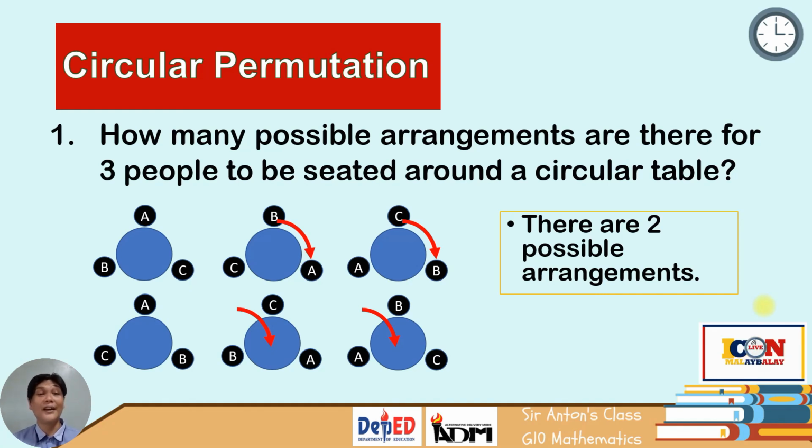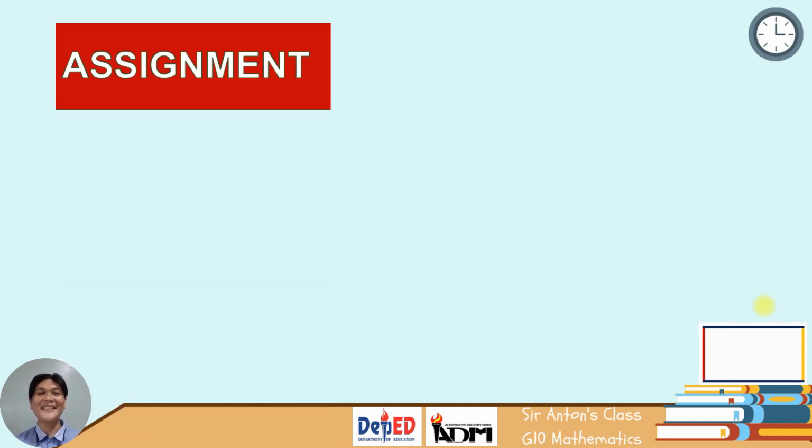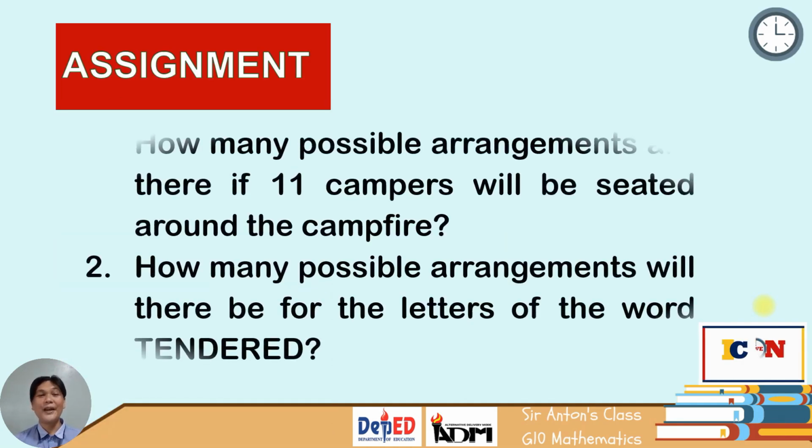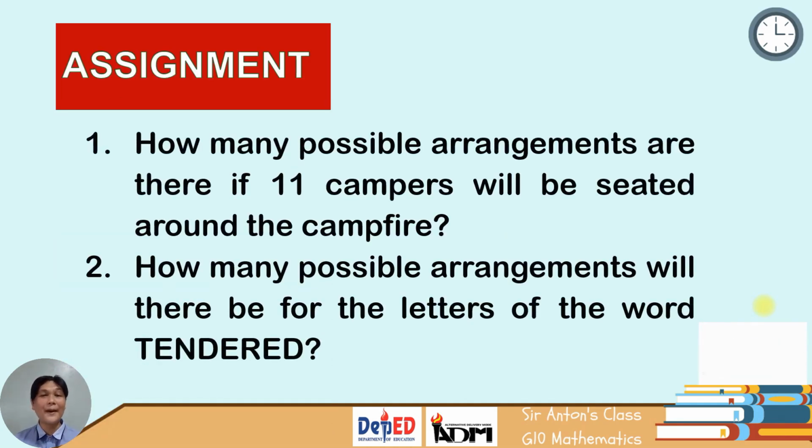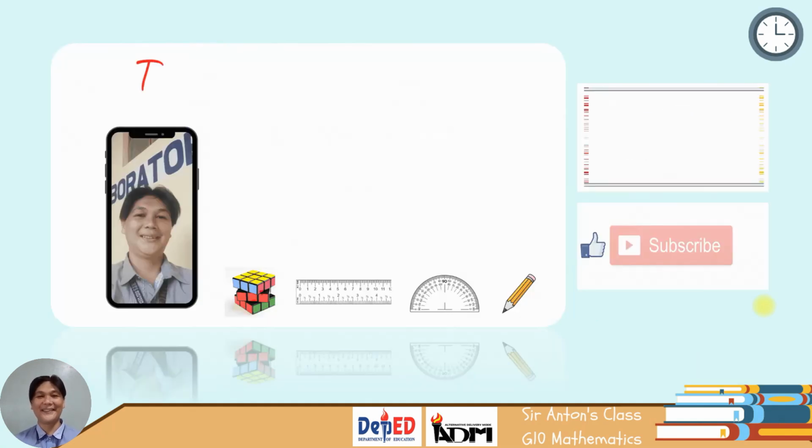If you want to solve the second example, so be it. Try to arrange and tell me how many arrangements are there. But before you tell me, I am giving you an assignment to solve. So we have here 2 questions for the assignment. How many possible arrangements are there if 11 campers will be seated around the campfire? And number 2, how many possible arrangements will there be for the letters of the word tendered? Okay, so I hope you will answer this one.